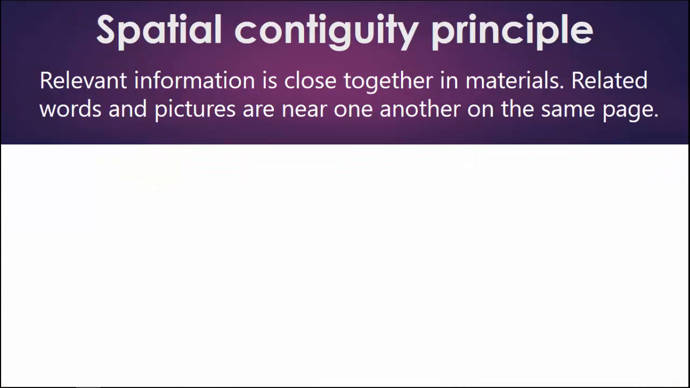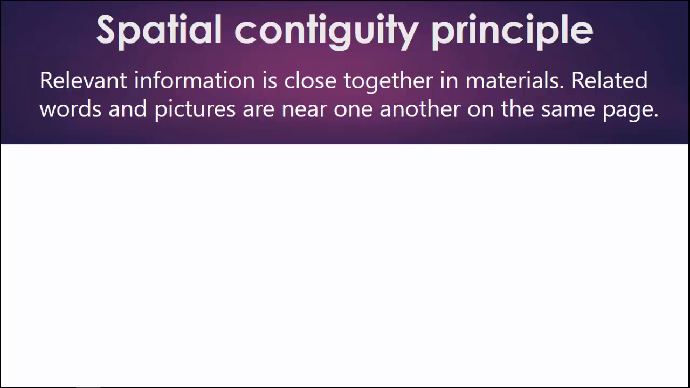The spatial contiguity principle basically is that things should be near each other so that you're not searching for stuff. The bullet point and the illustration should be on the same slide. This will reduce the learner's need to scan back and forth between words and pictures. And this is really important when the material is complex or multi-stepped, according to Mayer and Fiorella.